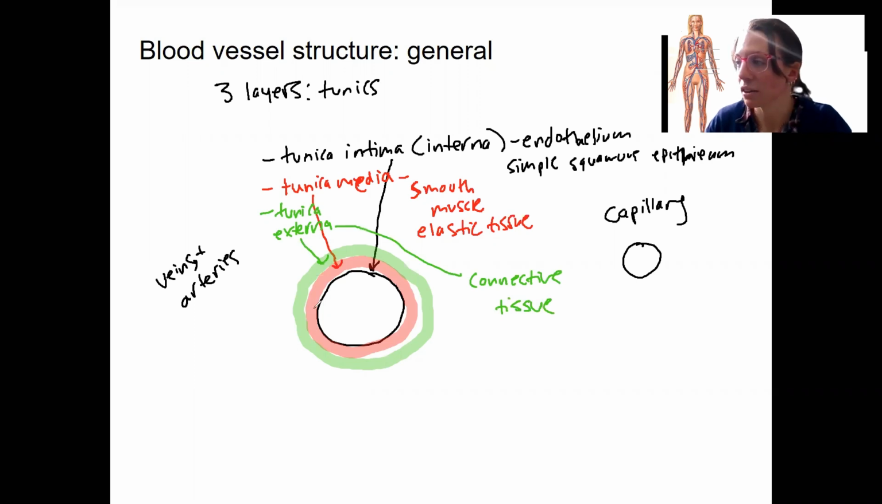So these are the 3 layers that make up blood vessels. The compositions differ in different blood vessel types. The extreme of that is capillaries, which only have that endothelium.